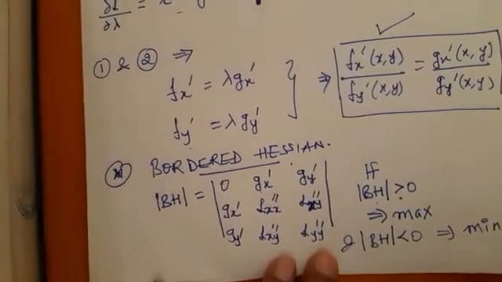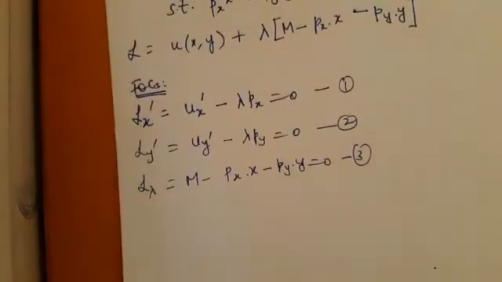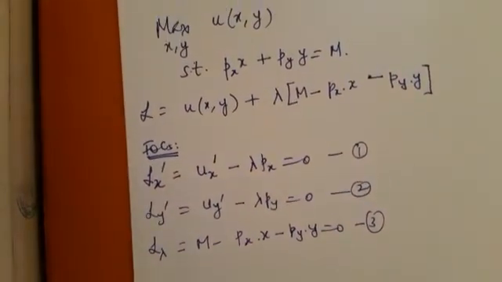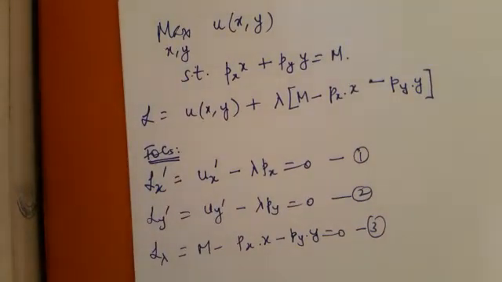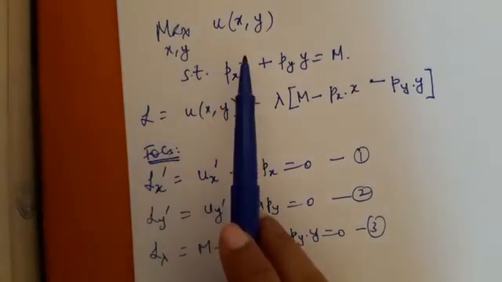Okay, so these are the 3 steps that you have to look at. Now let's take up a specific problem, our utility maximization problem, and see how that will pan out in this framework. Okay, so our problem is maximize u of x comma y.